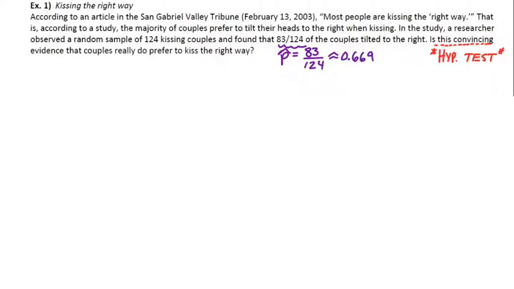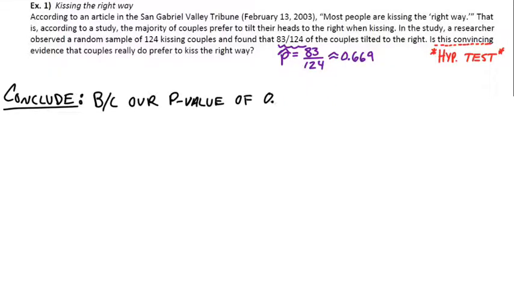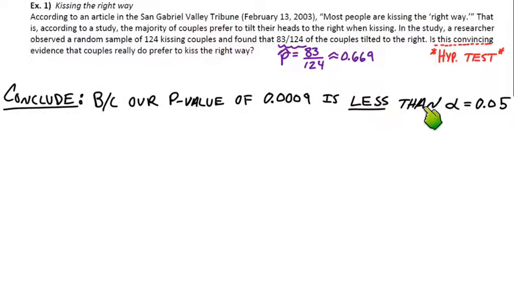So the last order of business we have is to conclude. So we need to make the correct decision, reject or fail to reject, and we need to put that in context. So for us, we're definitely going to reject, and we have to mention why based on our p-value. So we can say because our p-value of 0.0009 is less than alpha equals 0.05, we reject the null hypothesis. Okay, so we haven't used any context yet. We've made the right decision, right? This is definitely way too rare to have happened just by random chance.